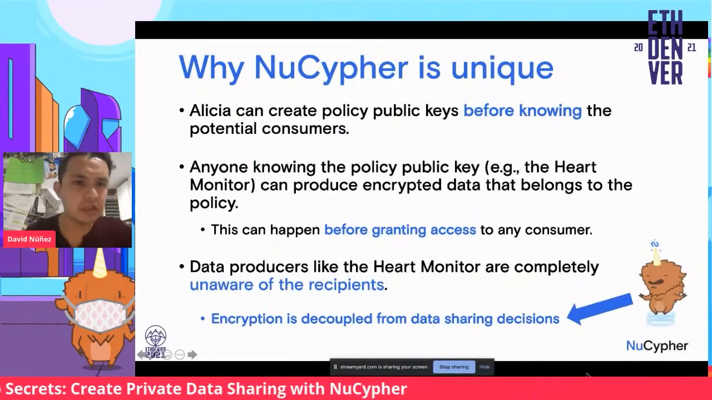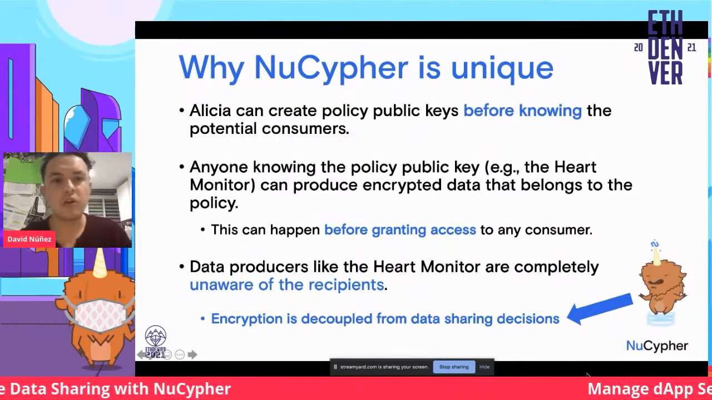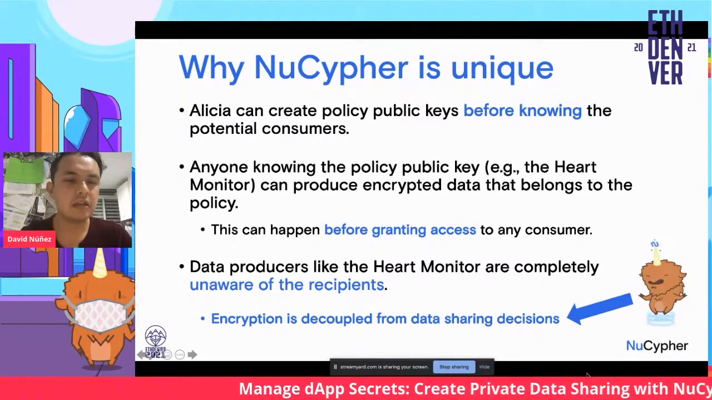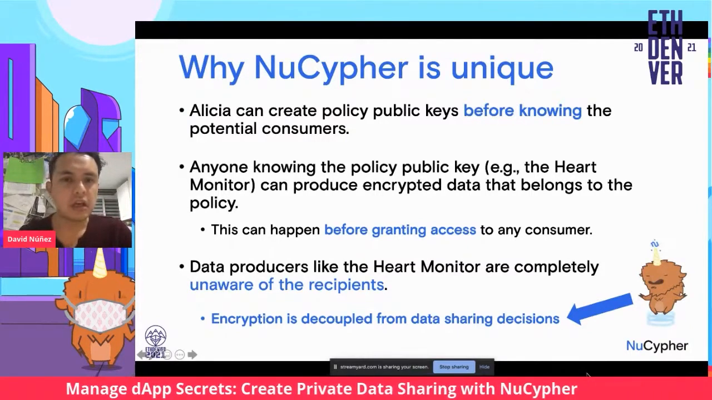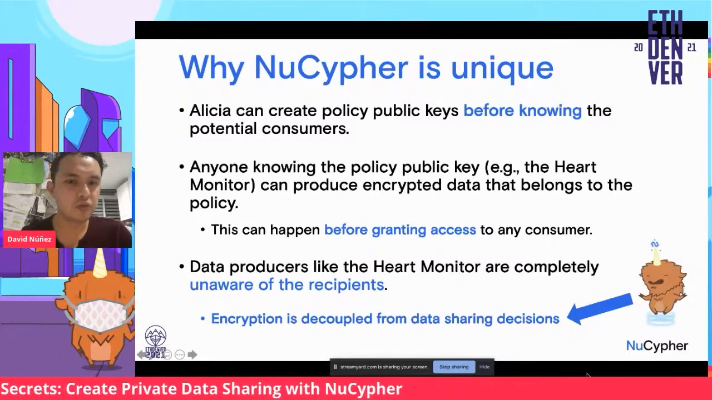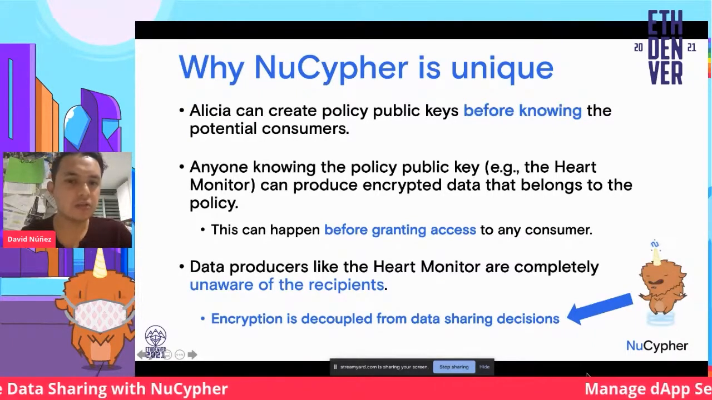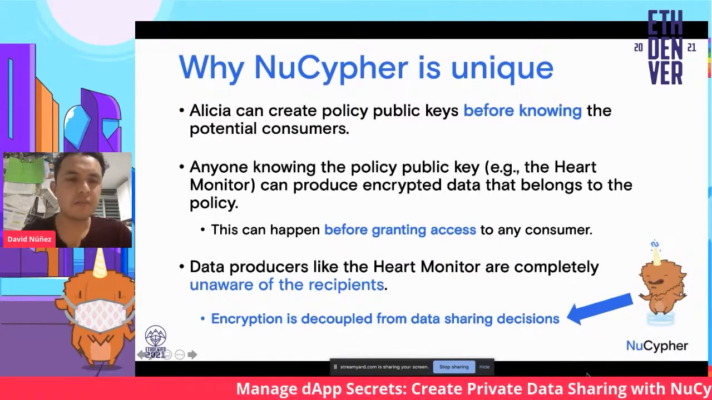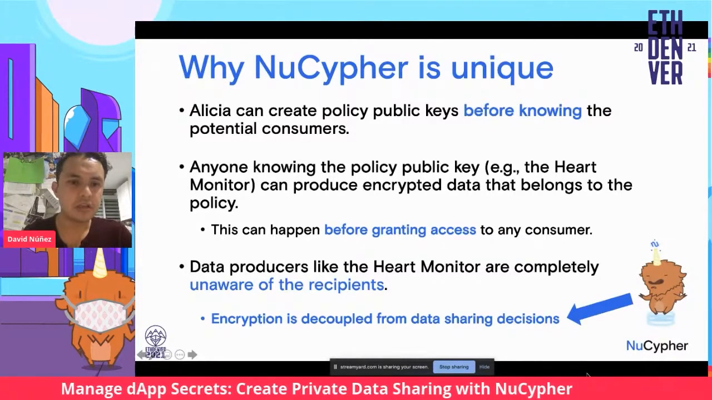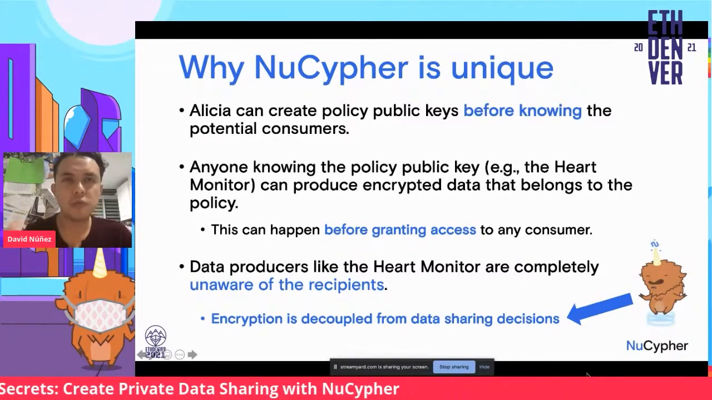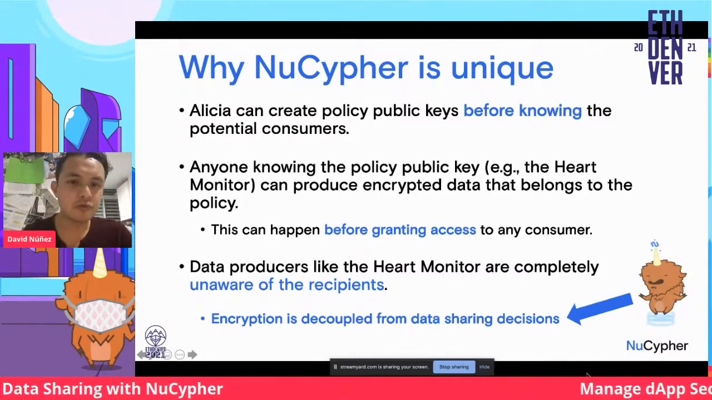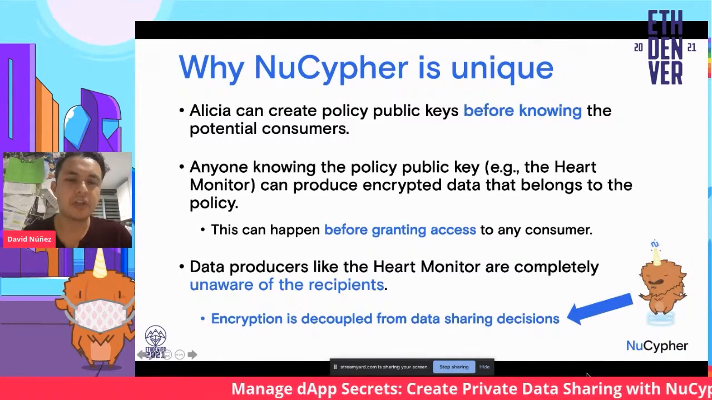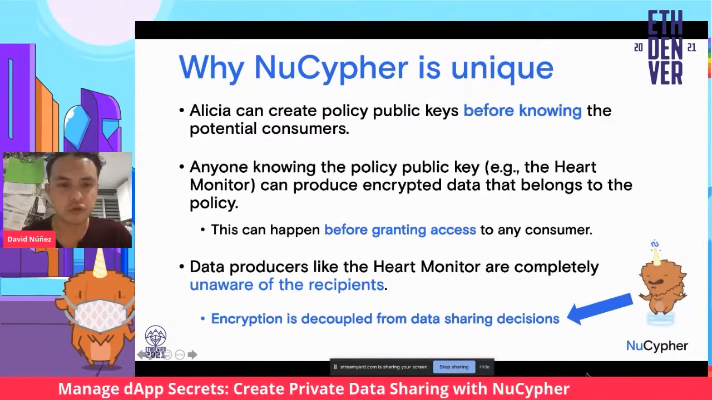So why is NuCypher unique? Basically, the whole point of NuCypher is that in this case, the user Alice can create public keys before knowing the potential consumers, and this enables a lot of great advantages. So, for example, anyone that knows the policy public key, for example, a heart monitor or whatever device or other users, can produce encrypted data that will be associated to the policy, and this can happen before granting access to Bob or to any other consumer.